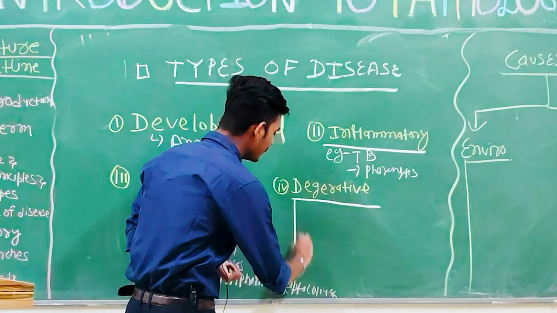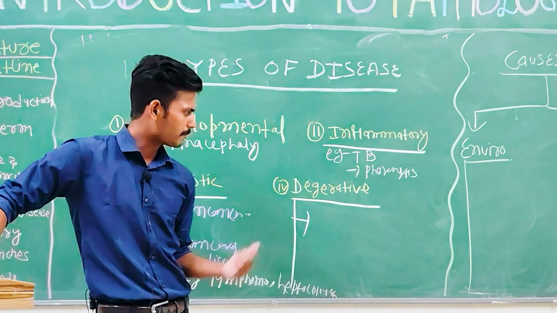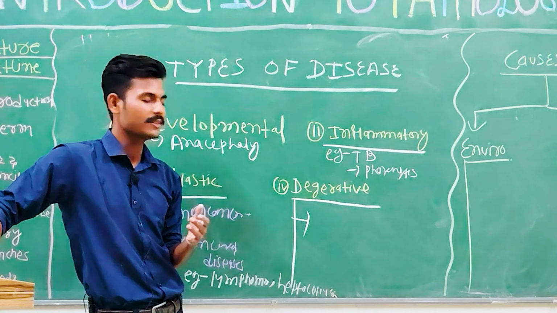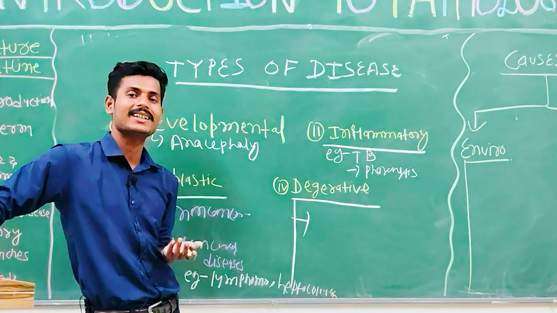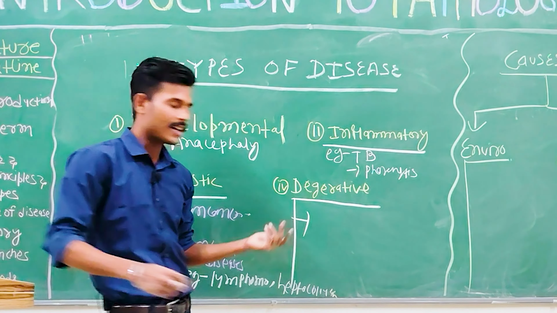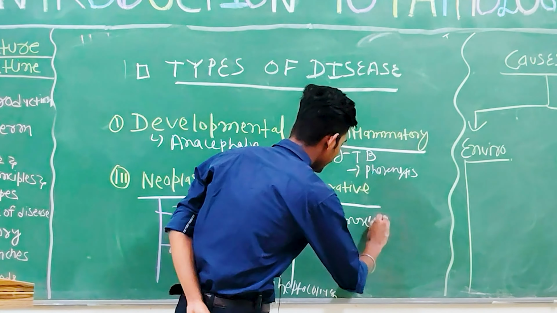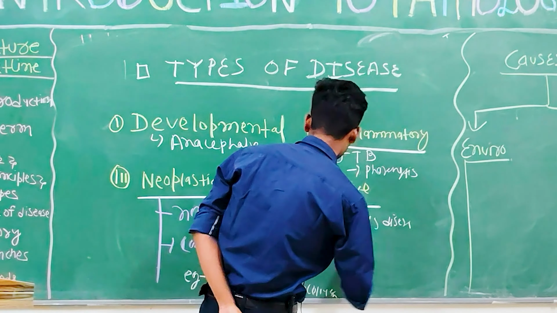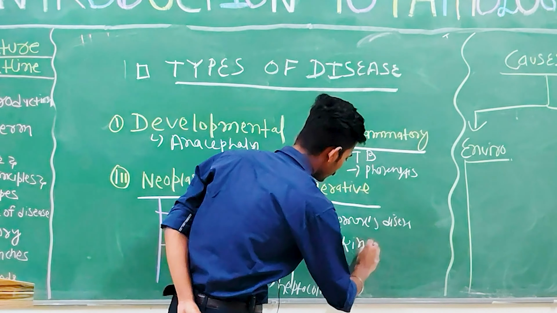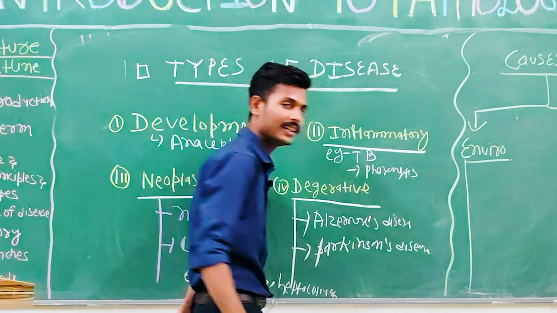This disease mainly develops with the aging process. It is not necessarily always in an aged person, but most of the time degenerative diseases start in the late phase of life. An example is Alzheimer's disease. Another example is Parkinson's disease. So these diseases develop in the late phase of life.